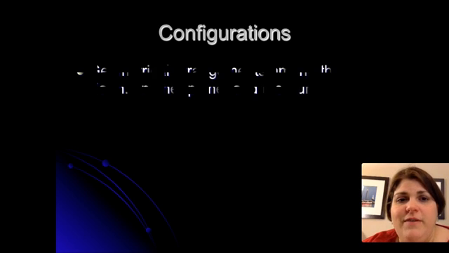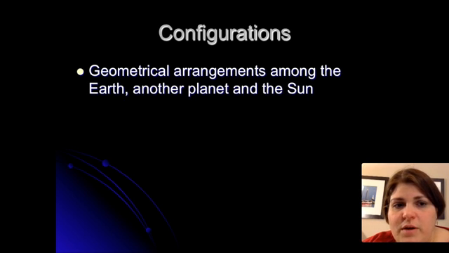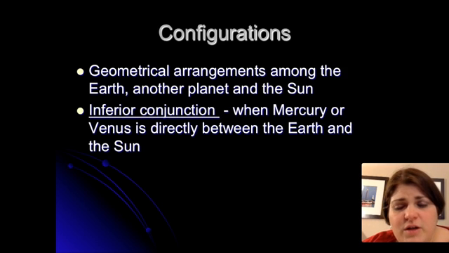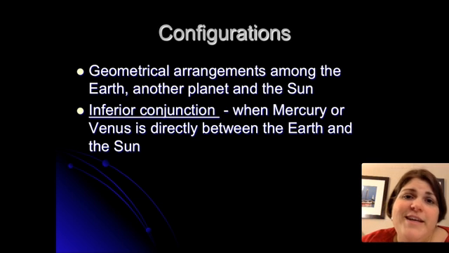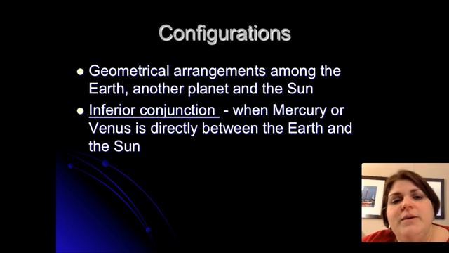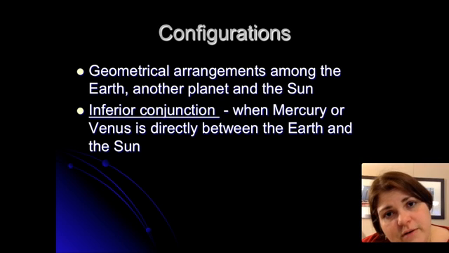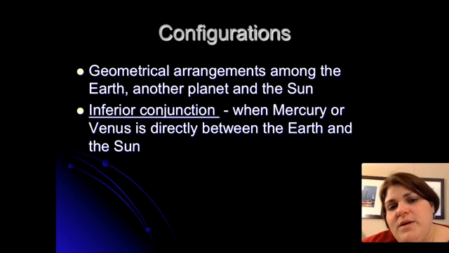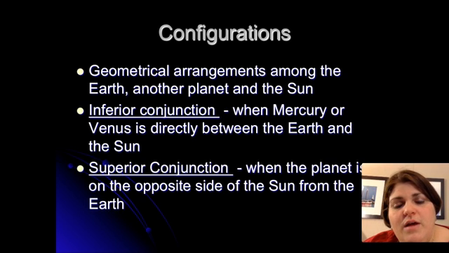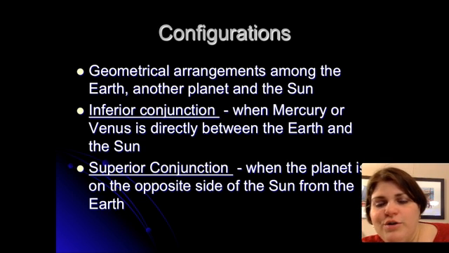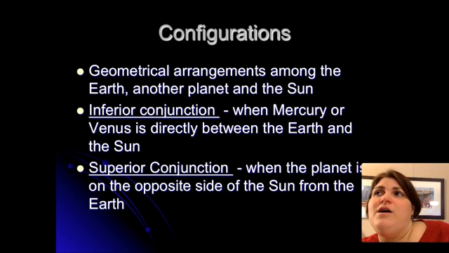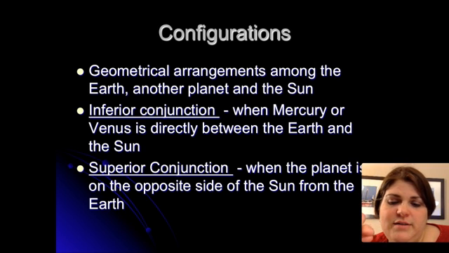Okay, last thing we have to talk about are some names of positions for where the planets are in comparison to each other. We call these configurations, just a geographical arrangement of where the planets are. So, first off, when we have two things that are in conjunction, that co means together. So if two things are in conjunction, that means in the same direction. So inferior conjunction refers to the inner planets, Mercury and Venus, when they are directly between Earth and the Sun. Superior conjunction means they're in conjunction, so Sun, Earth, planet all in one line, but they're on the other side of the Sun. So it would be Earth, Sun, planet.